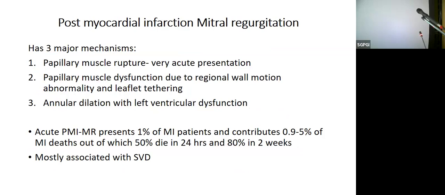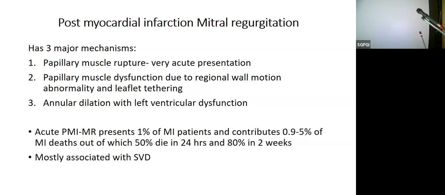Very acute, so it will present as acute MR. It can be slow, and it can involve the wall in which the papillary muscle is inserted. So there will be wall motion abnormality leading to dysfunction of the papillary muscle, resulting in the MR. That won't present that acute. Third will be annular dilatation. That will be very slow.